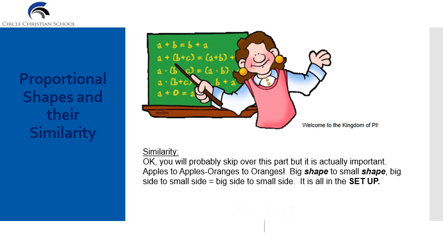Shapes and their similarity. They are proportional. All right, here's the big thing. It's apples to apples, oranges to oranges, big shape to small shape, big side to small side, big side to small side. It's all about the setup.